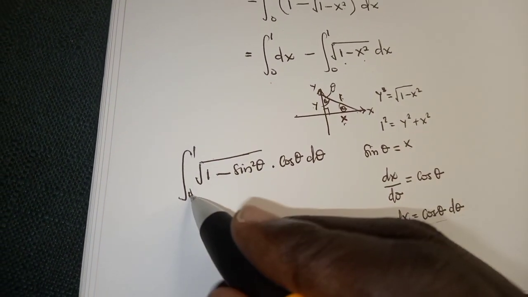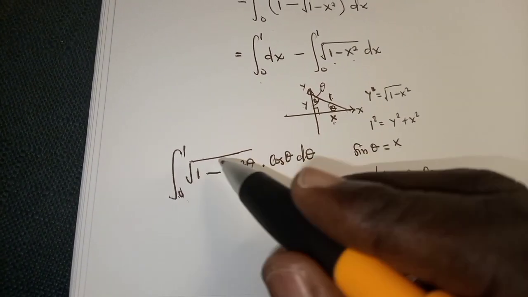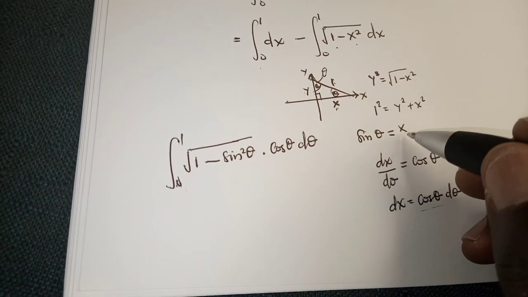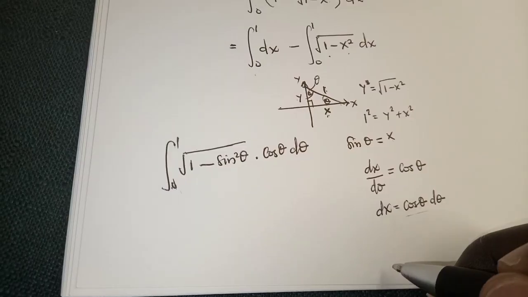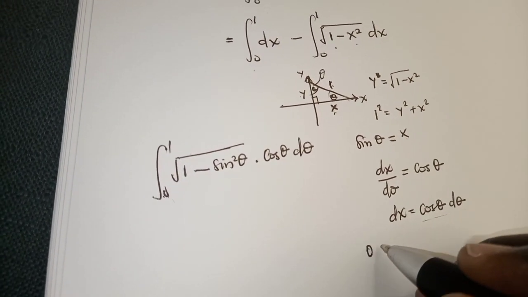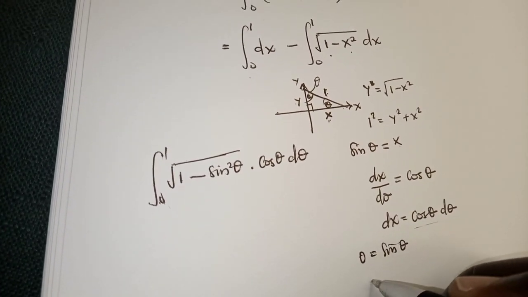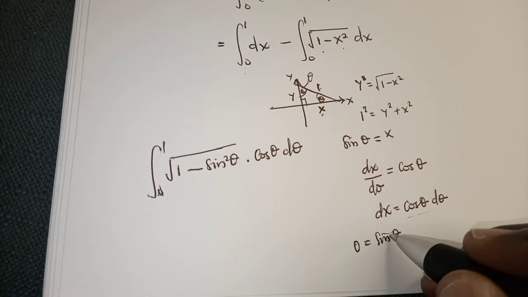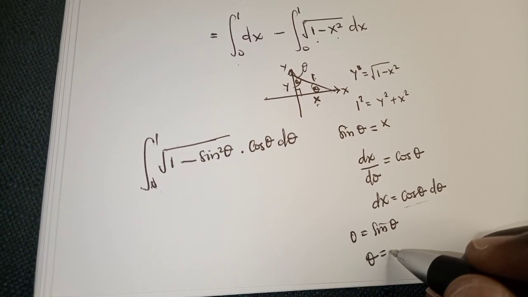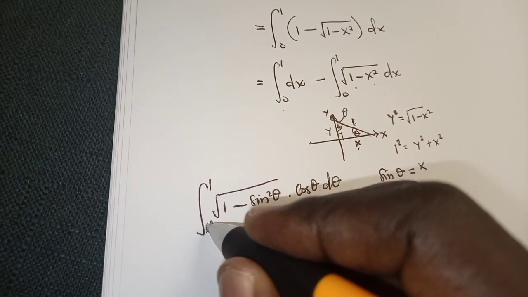Now the limits of 0 and 1, which are for x, should also change, so we have to change that. When x equals 0, we have 0 equals sine theta. So the sine inverse of 0 should be, theta will be equal to 0. Sine inverse of 0 is 0, so here theta equals 0 degrees.